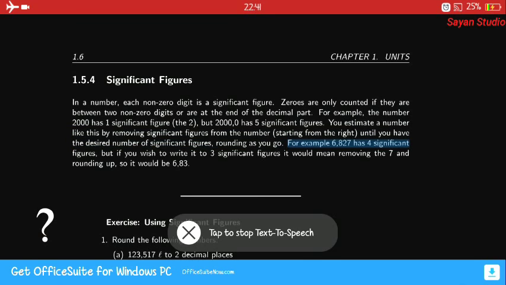For example, 6827 has 4 significant figures, but if you wish to write it to 3 significant figures, it would mean removing the 7 and rounding up, so it would be 683.